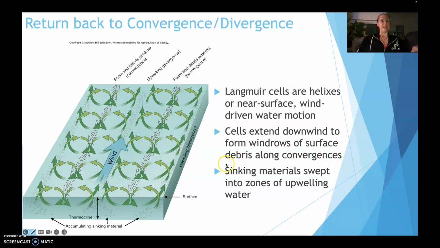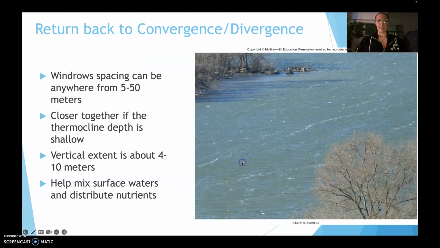And then we can see sinking material swept into zones of upwelling water. So basically you have, like I said, these little baby circulations, and then we can see these little lines of foam and debris, windrows, in these regions of convergence. And then we have regions of upwelling, which would be divergence, but we can't see that part. And then just some opposite little ideas here. And this is literally what it looks like.